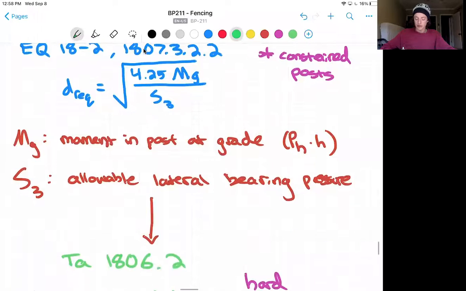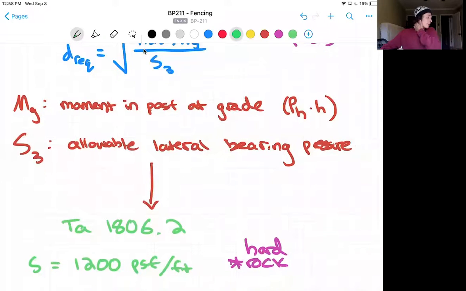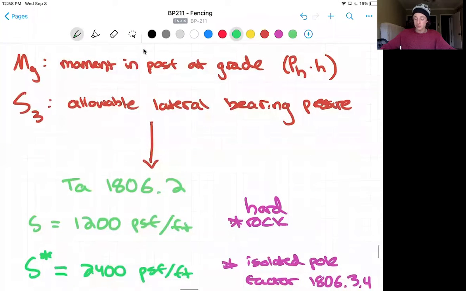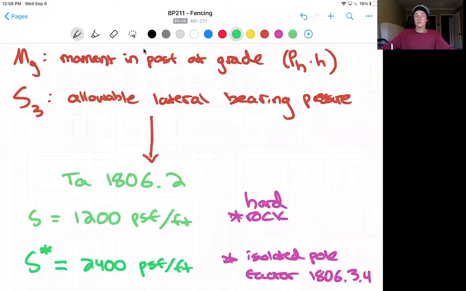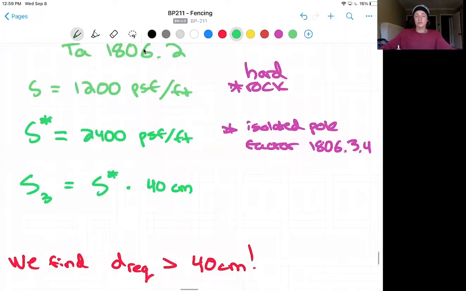Now, the process of calculating this starts at Table 1806.2, where we first take our initial lateral bearing pressure S to be 1,200 pounds per square foot for hard rock. We can multiply that by 2, which is the isolated pull factor from Section 1806.3.4. And then we'll multiply that by 40 centimeters in order to get our S3 value that we can plug into the equation above. However, if you do this, you'll find that the required embedment is greater than 40 centimeters, so the check does not work.